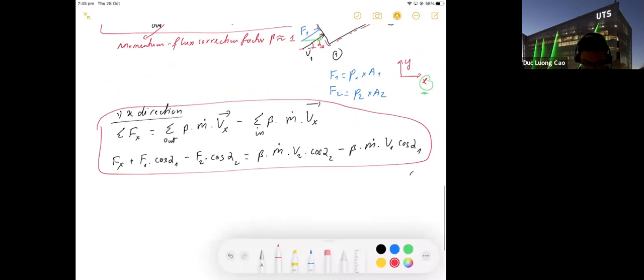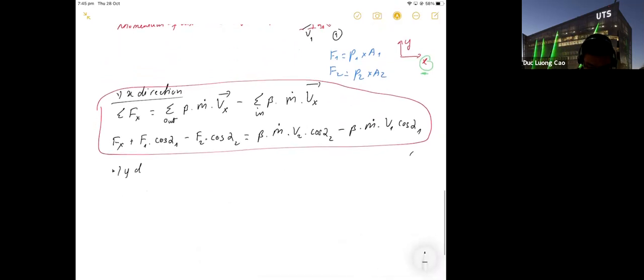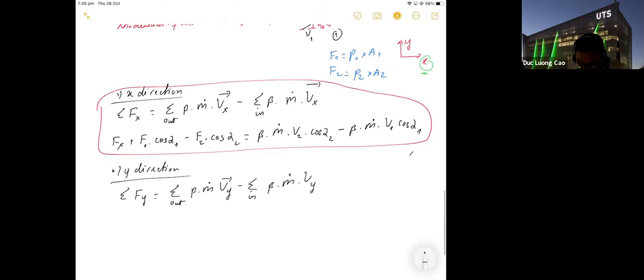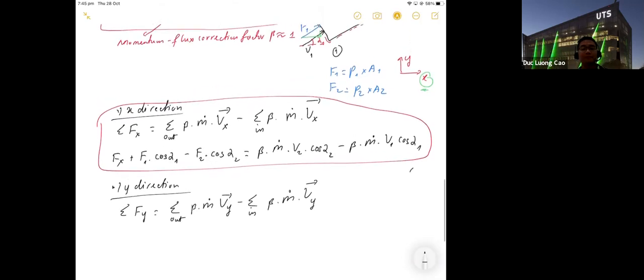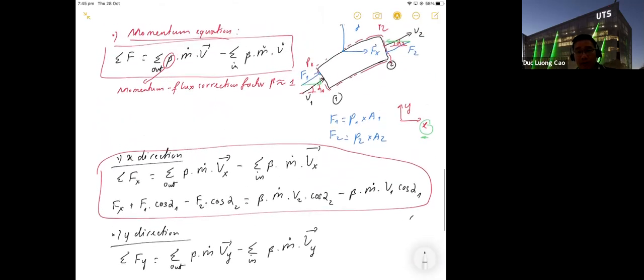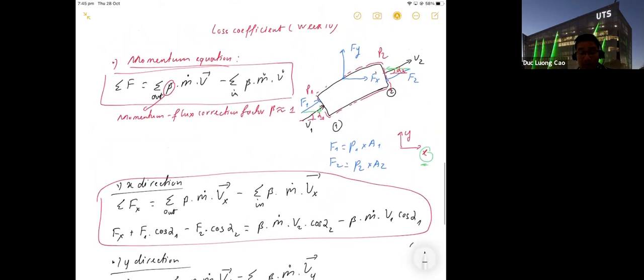Similarly, in y direction, sigma Fy equals sigma out beta m Vy minus sigma in beta m Vy in. So, Fy in the y direction. Firstly, we have Fy.